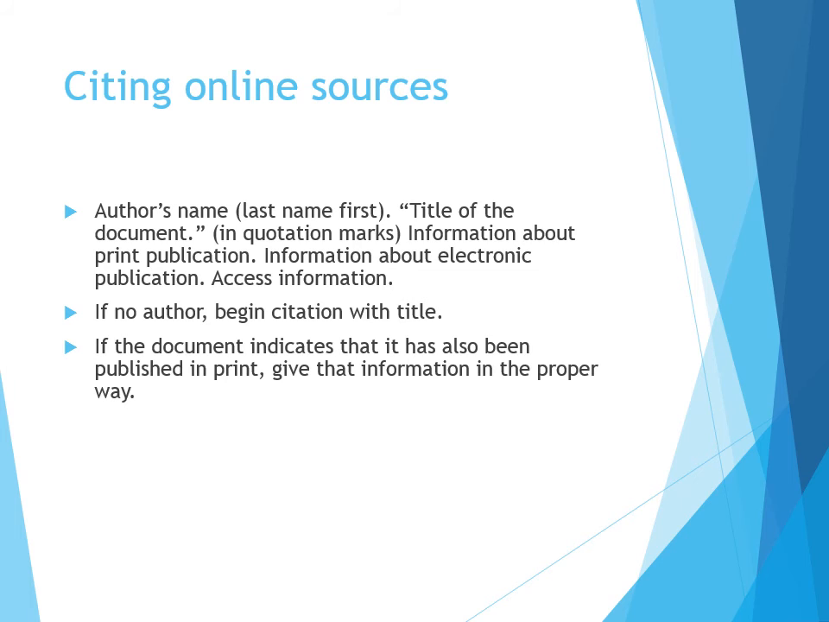Citing online sources is a little more complicated. You still have the author's name, last name first. The title of the document is in quotation marks. If there is information about print publication, if it's something that was published elsewhere in print, you give that information. Then you give information about the electronic publication, and then you give your access information. When did you access this information? And that's important for items on the open web because things can change.